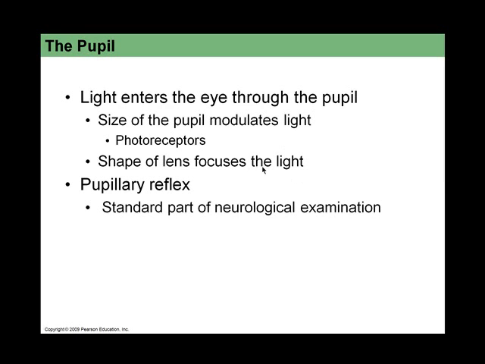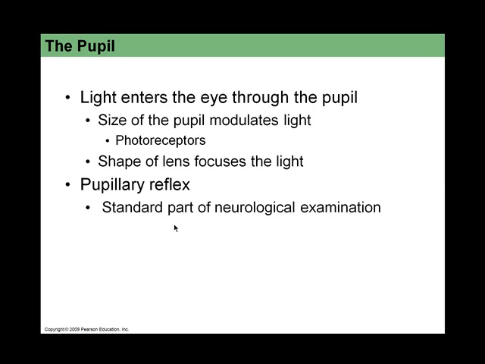And then the shape of the lens focuses the light. So correspondingly, you need to change the shape of the lens to either focus on distant structures or close structures. So we'll work our way through this. The pupillary reflex is a standard part of a neurological exam. So it's not only going to respond to the effort to look at distant or close structures or things in the environment, the presence of light or the intensity of light will also affect whether the pupil is going to be opened or closed.